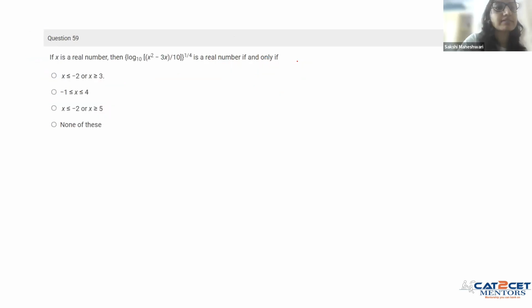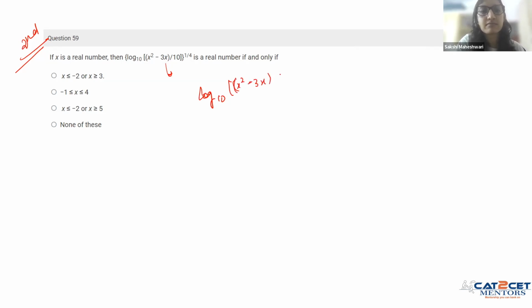Now for this question, this is also a second round, not a first round question. Now for this to be a real number, this should be greater than 0. This should be greater than 0. So that means this should be greater than 10. Right?